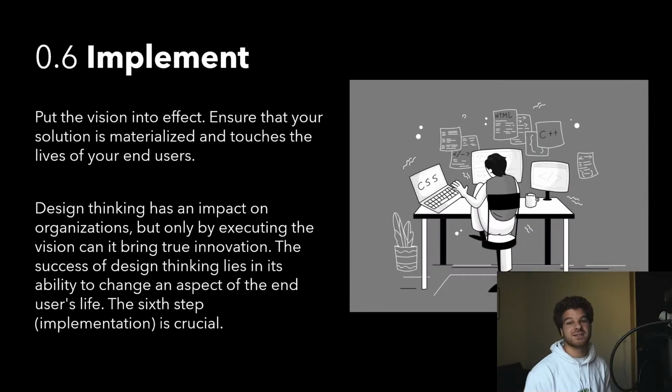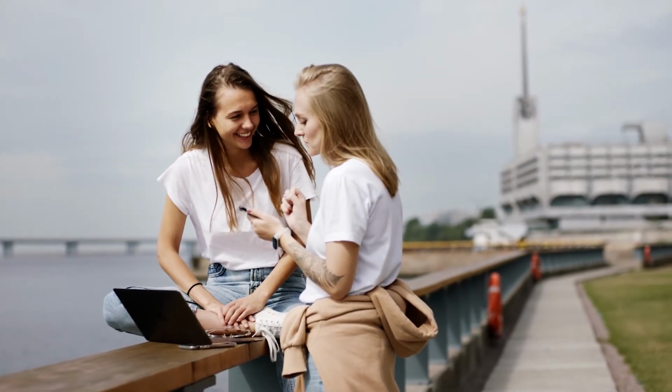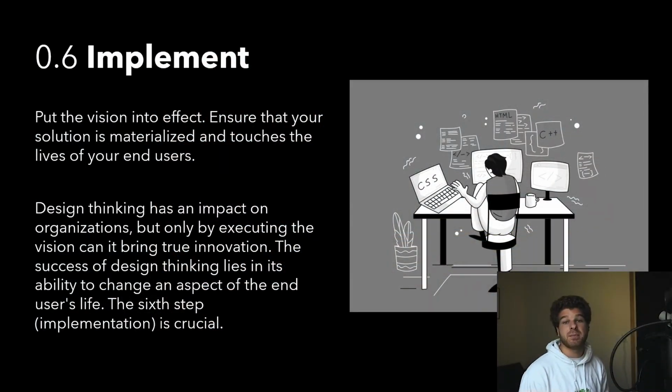Phase 6, implementing. In this phase, you want to make sure that you actually implement what you did. You want to put your product in the hands of your actual users. The design thinking philosophy has a big impact on organizations, but only if it actually gets implemented. That's why this step is so crucial to this process. Now we'll get into detail on every phase of the process. Join me in the next chapter to do just that.